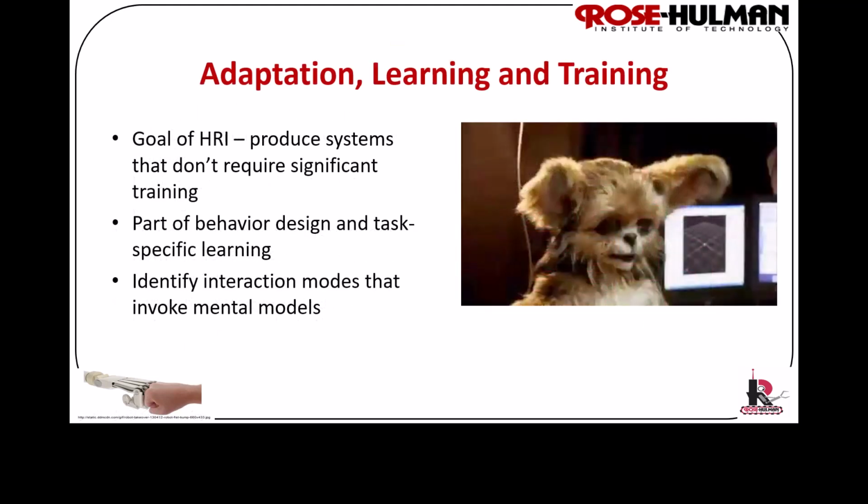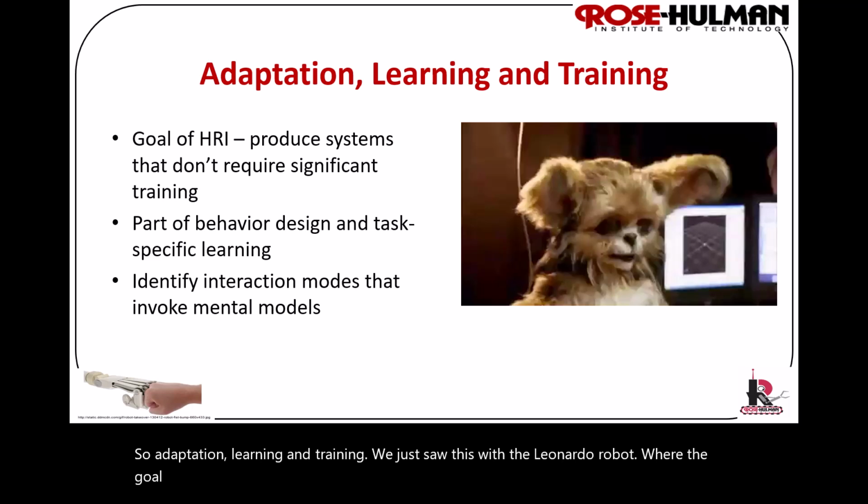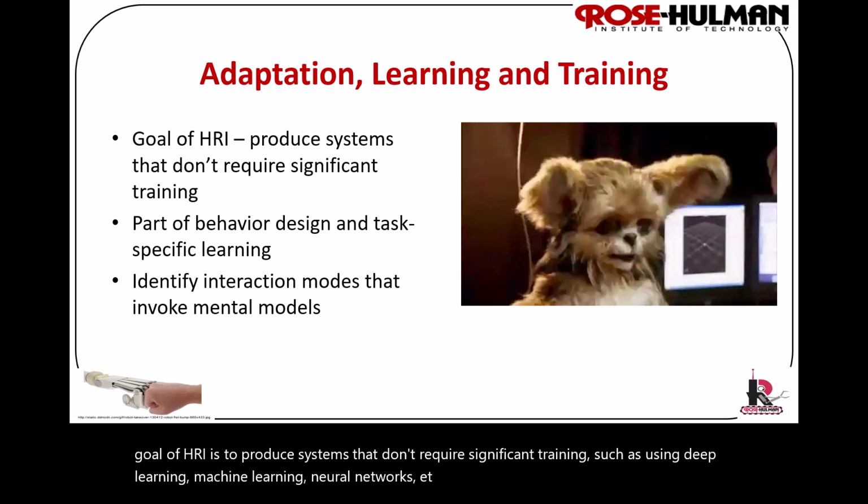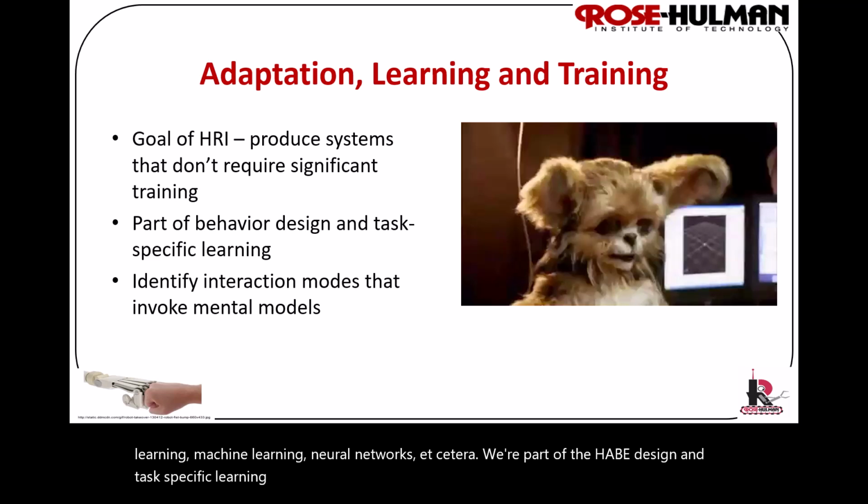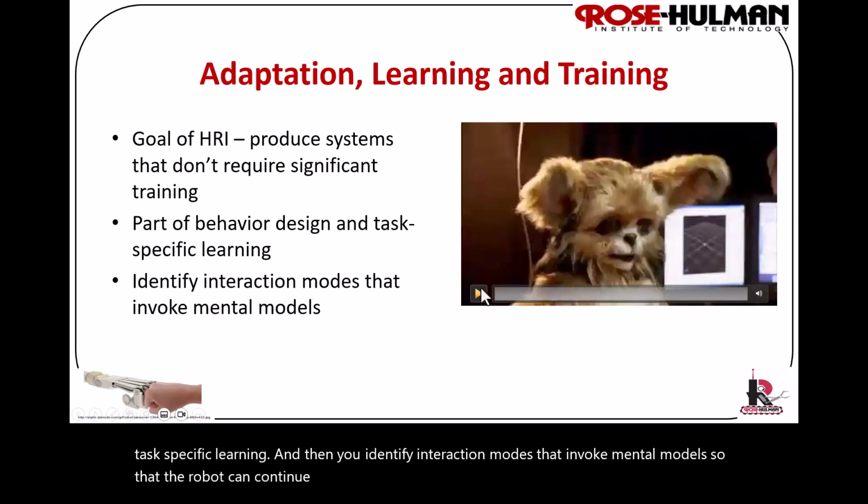So adaptation, learning, and training, we just saw this with the Leonardo robot, where the goal of HRI is to produce systems that don't require significant training, such as using deep learning, machine learning, neural networks, etc. We're part of behavior design and task-specific learning, and then you identify interaction modes that invoke mental models so that the robot can continue to adapt.